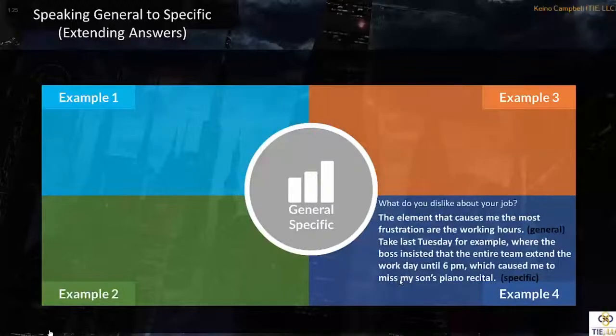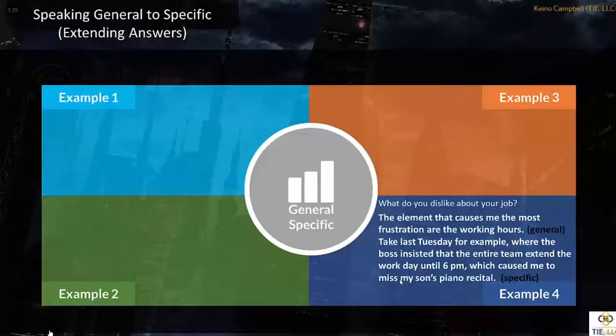And finally, example number 4. What do you dislike about your job? The element that causes me the most frustration is the working hours. Take last Tuesday, for example, where the boss insisted that the entire team extend the workday until 6 p.m., which caused me to miss my son's piano recital.